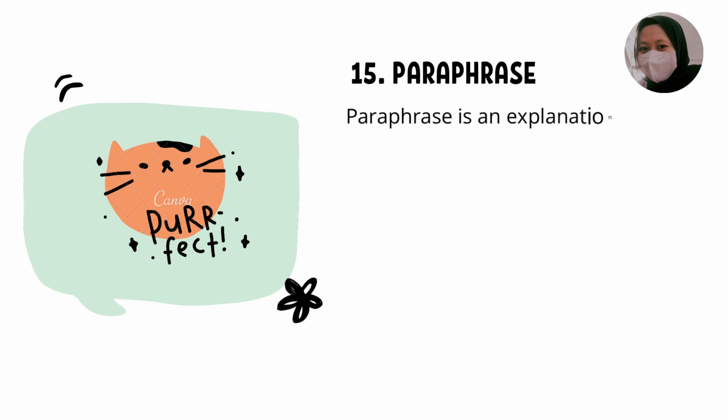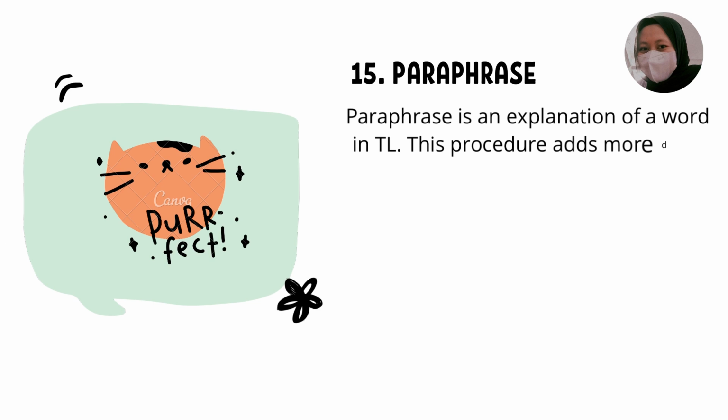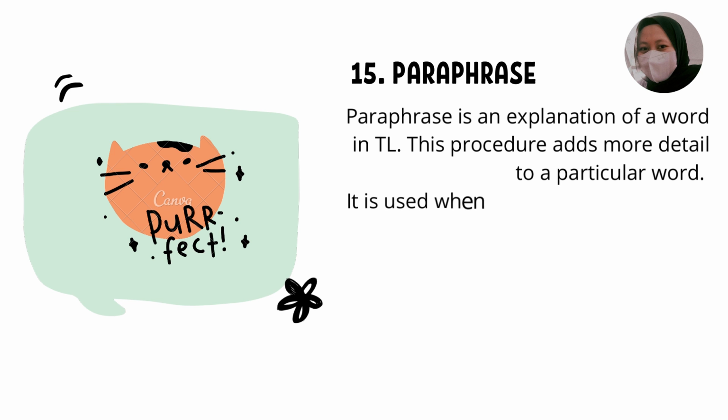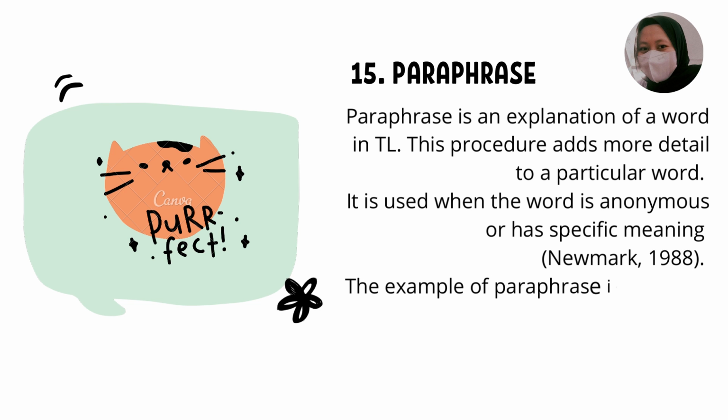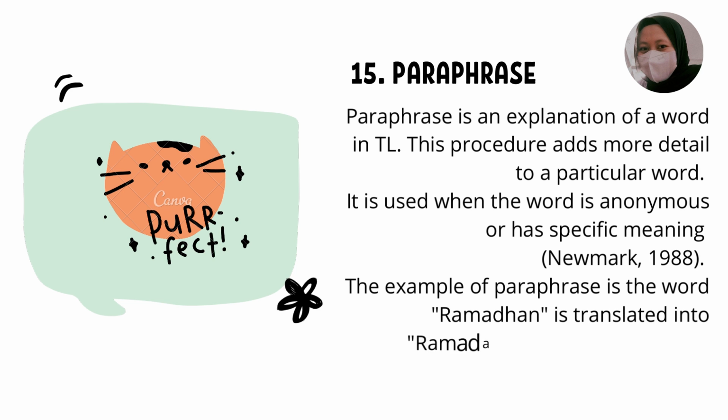15. Paraphrase. Paraphrase is an explanation of a word in the TL. This procedure adds more details to a particular word. It is used when the word is anonymous or has a specific meaning (Newmark, 1988). The example of paraphrase is the word Ramadan is translated into "Ramadan, the Muslim month of fasting."